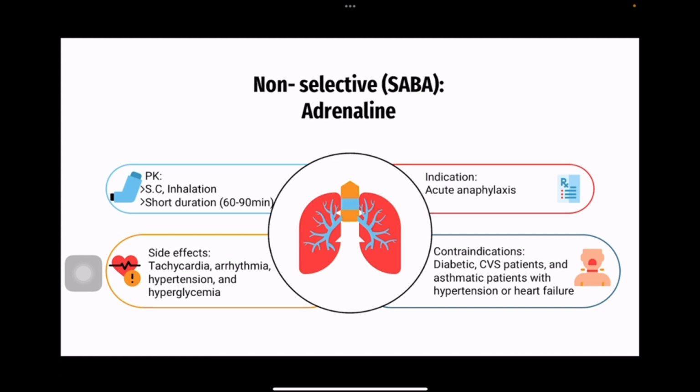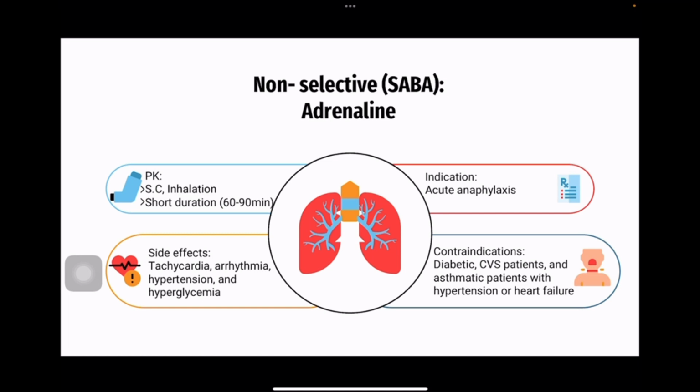It also has a short duration, the shortest one, from 60 to 90 minutes, and we use it for acute anaphylaxis, which is a hypersensitivity reaction. We have a lot of side effects, but these are the main ones: tachycardia, arrhythmia, hypertension, and hyperglycemia. As it is considered a non-selective drug, we have other side effects that affect the whole body.